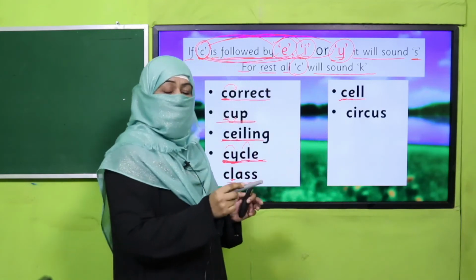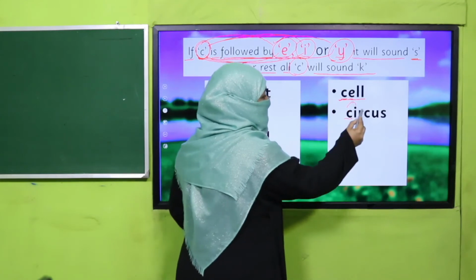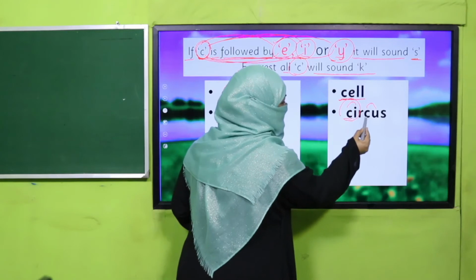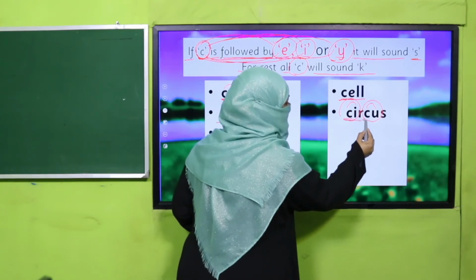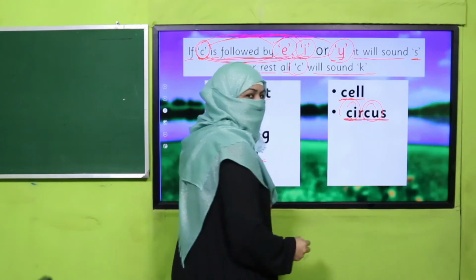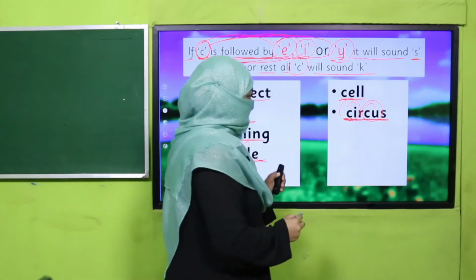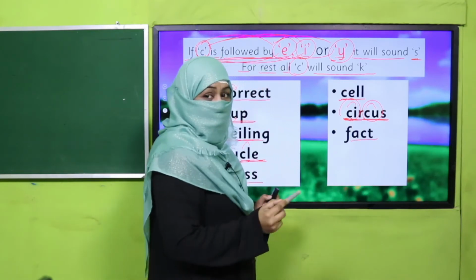Again, there are two C's. First C is followed by I and second C is followed by U. So first C will be soft, second C will be hard, and it will be said as circus. Circus. Right? Circus. Fact. Right? Now you know the rule.